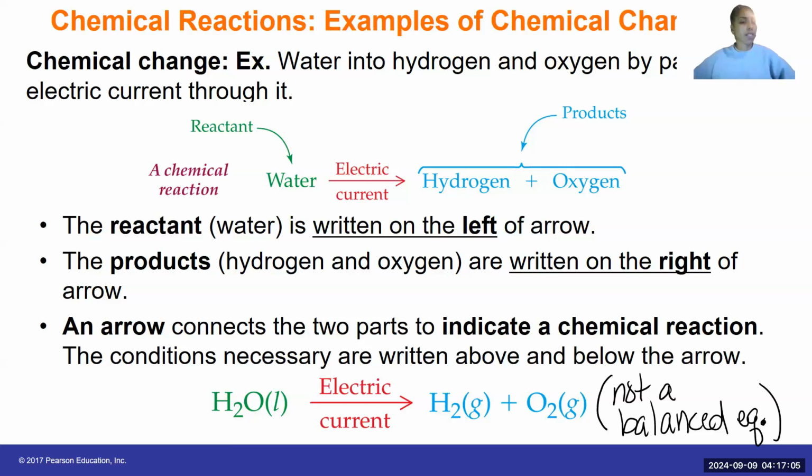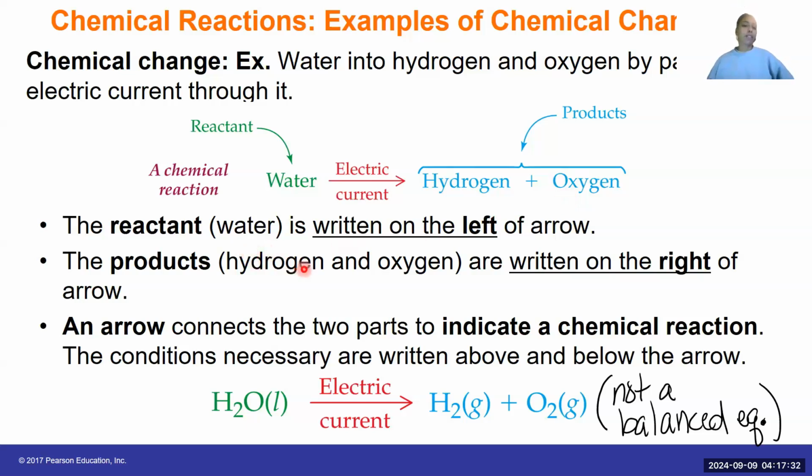The chemical change. An example is taking water and running an electric current through it to form hydrogen and oxygen. Notice that water is written on the left-hand side. This is the reactant. The electric current above the arrow shows us what has happened in this chemical process, and we're left with hydrogen and oxygen as the products on the right side.